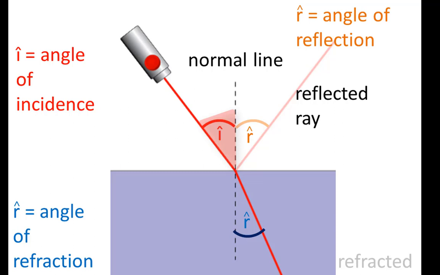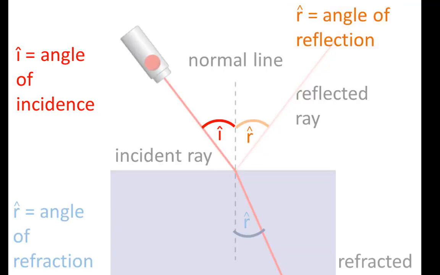The angle between the normal line and the incident ray is called the angle of incidence. The angle between the normal line and the refracted ray is called the angle of refraction. And the angle between the normal line and the reflected ray is called the angle of reflection.